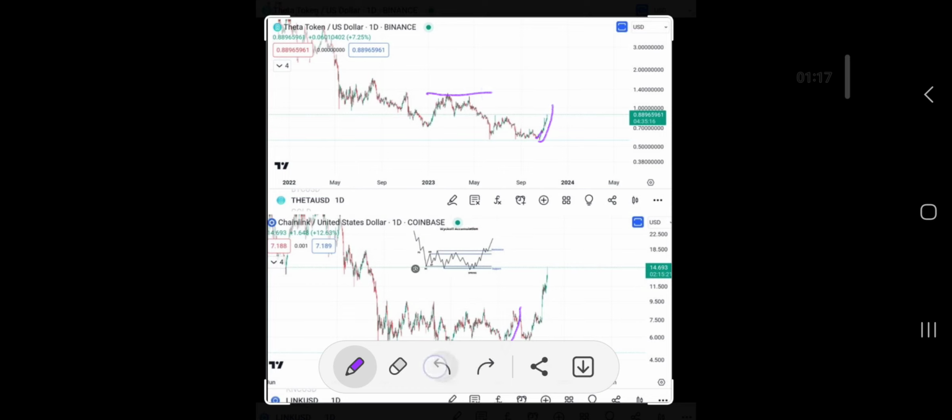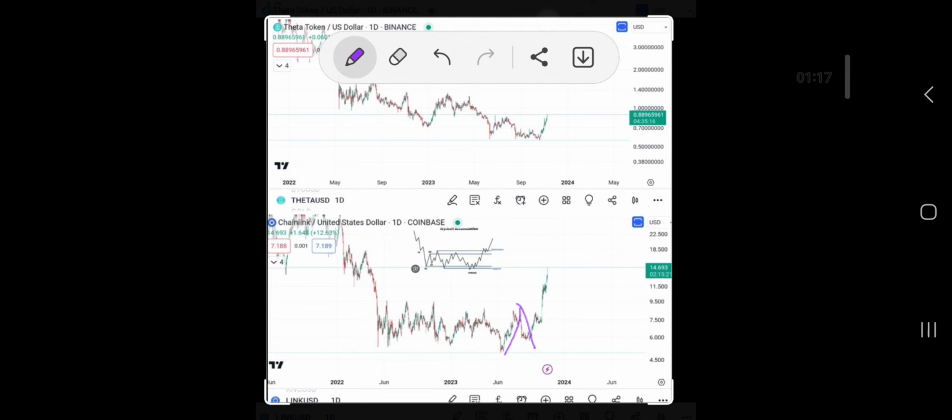And then what happened to Chainlink after it did that? It pulled all the way back down, right? So we had this 1, 2, and then we went to the moon, right? Well, not to the moon, but we broke out. We broke out in a big way with Chainlink, and that's what I'm expecting as well with Theta. Chainlink just led the way. Chainlink is telling the story.